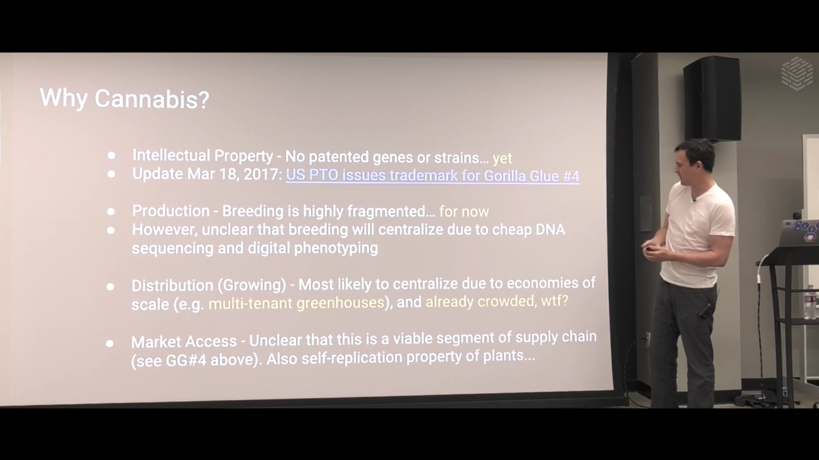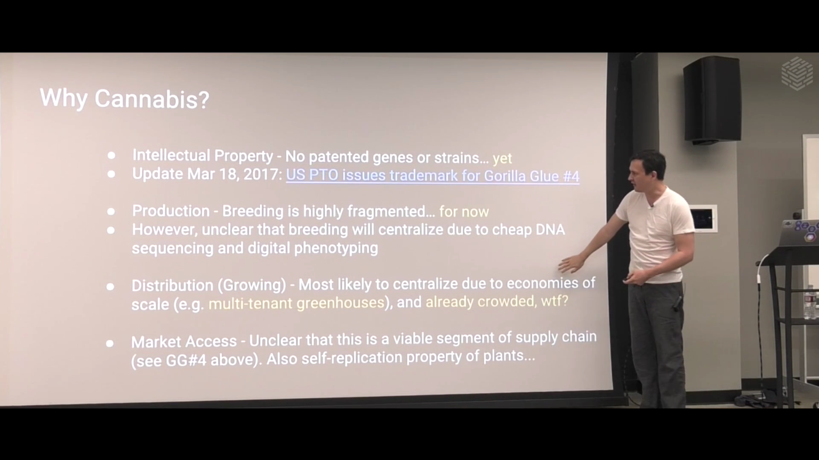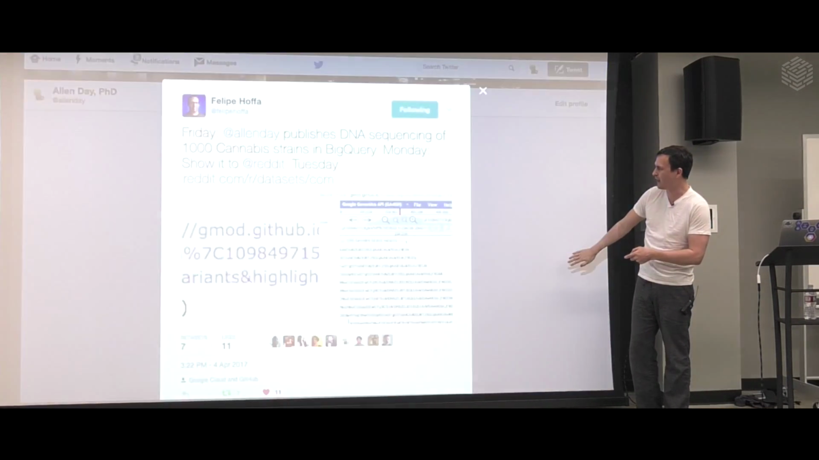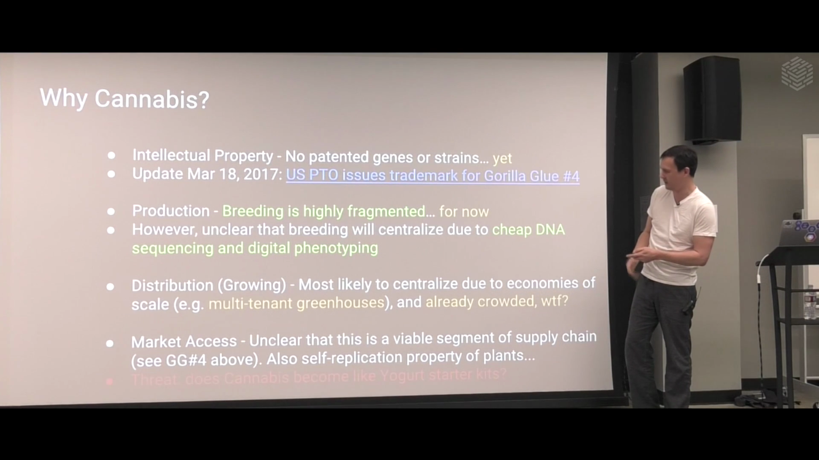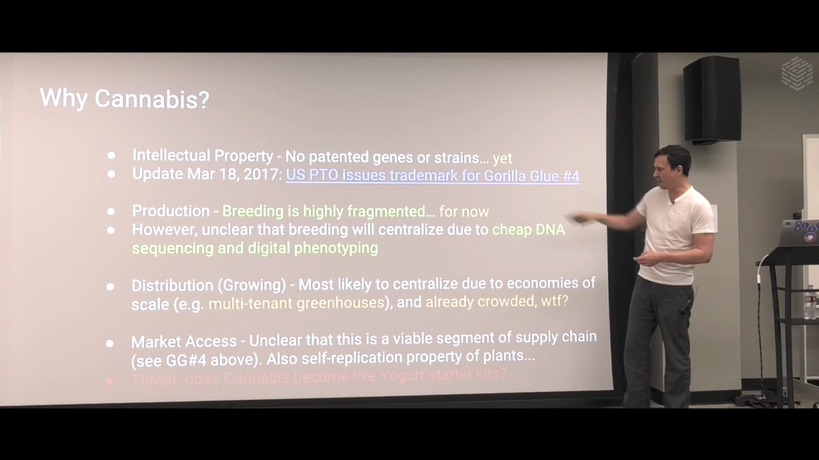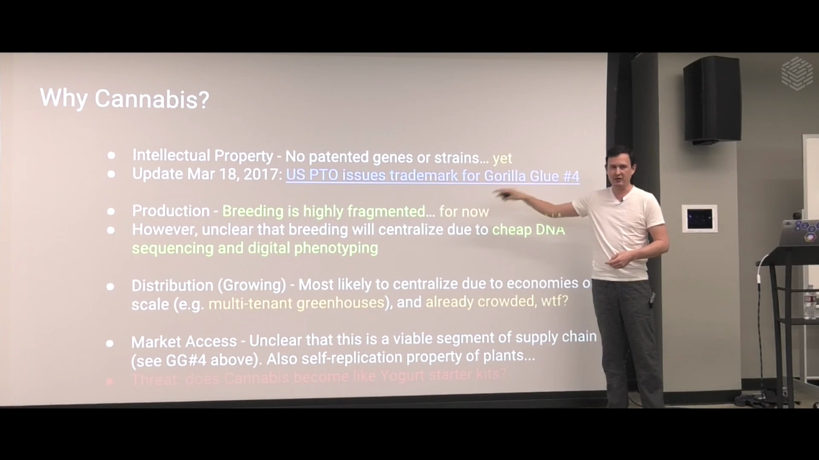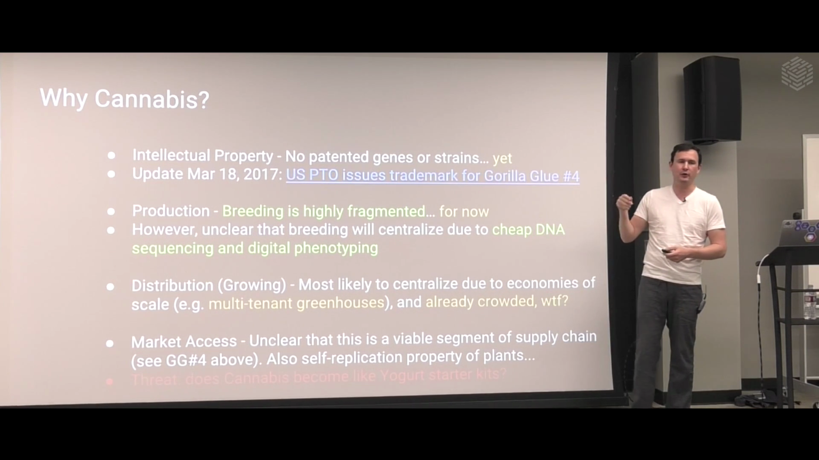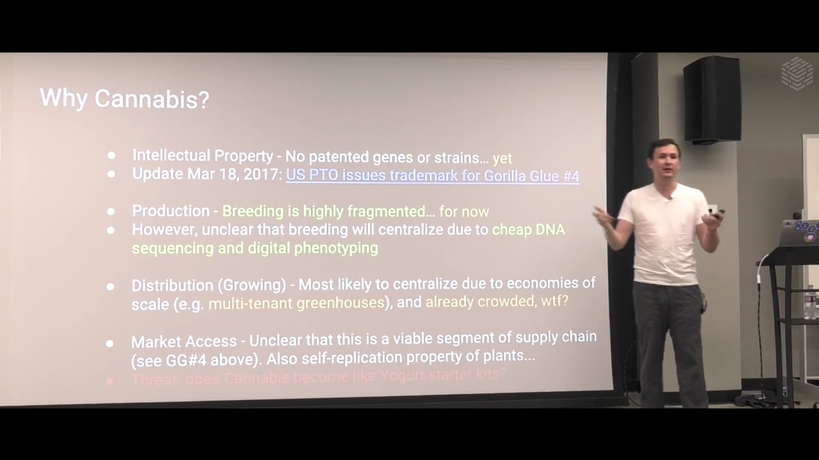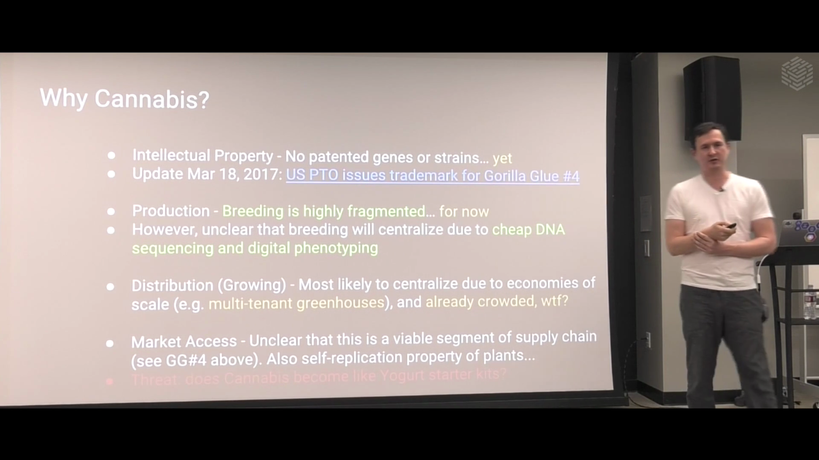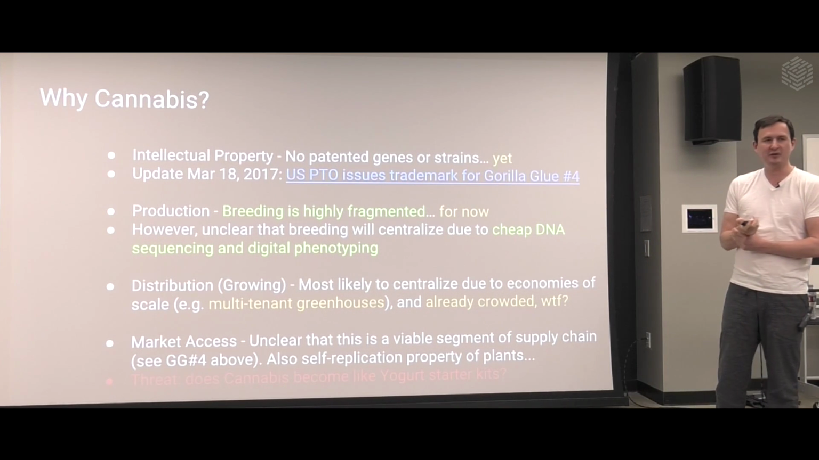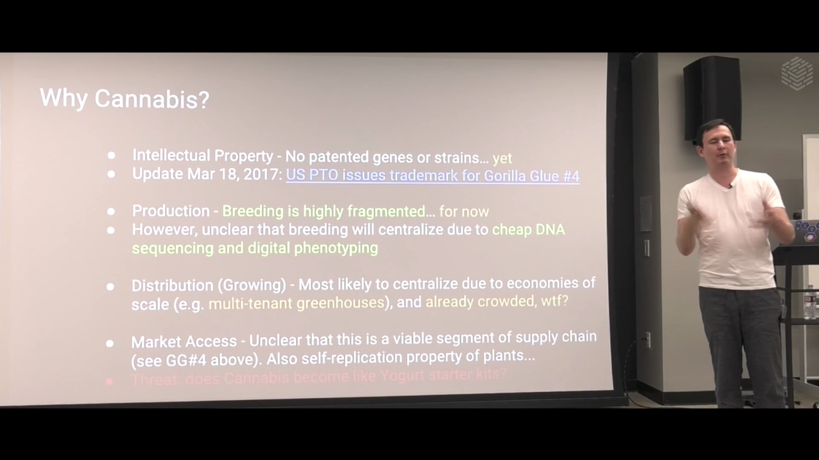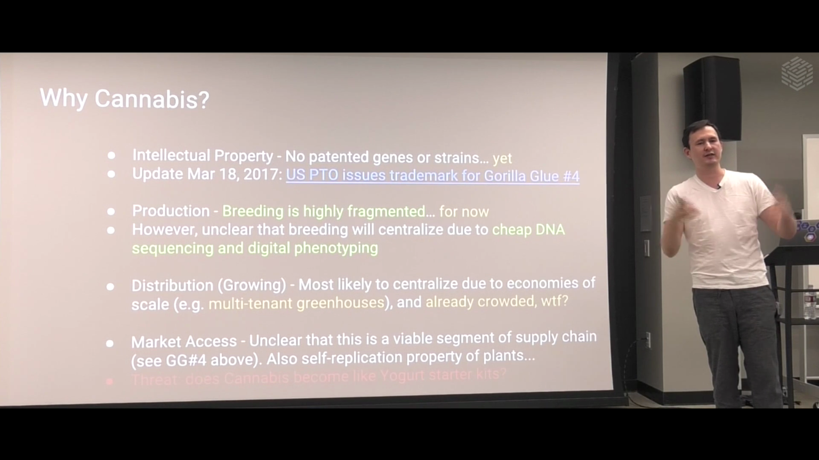Production-wise, I think there's going to be something happening with breeding. Breeding is highly fragmented. I think a lot of that's happening because the genetic data have not been available. But like I was just showing you, the Open Cannabis Project is giving everybody the genome sequences of this plant, which is going to do something interesting to breeding. It's probably going to cause more capital to flow into breeding and cause larger breeding centers.